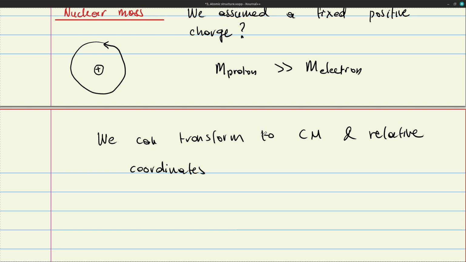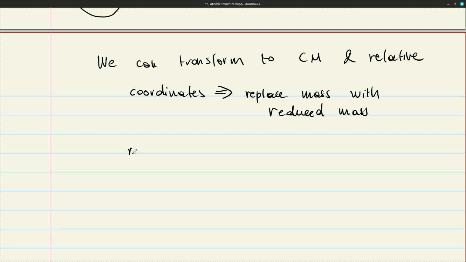In that case, all you need to do is replace the mass with, okay, this is the reduced mass, which is, let me call this m prime, equal to mass of electron times mass of proton divided by mass of electron plus mass of proton, and this is going to be approximately m electron if m proton is much larger than m electron.